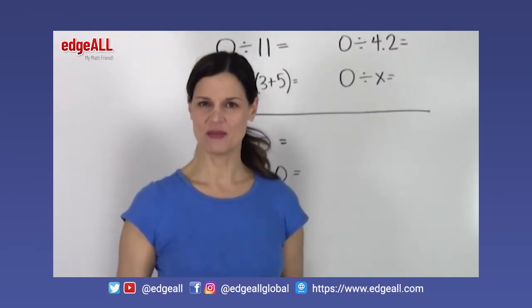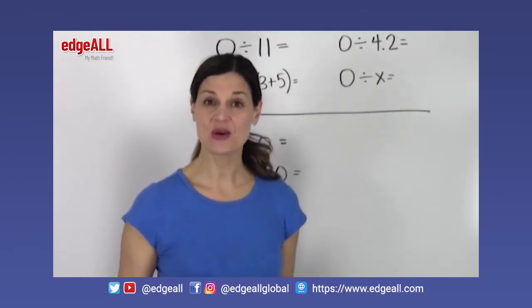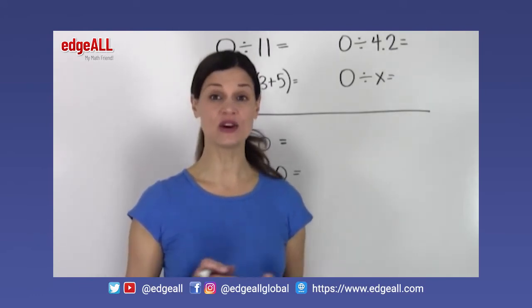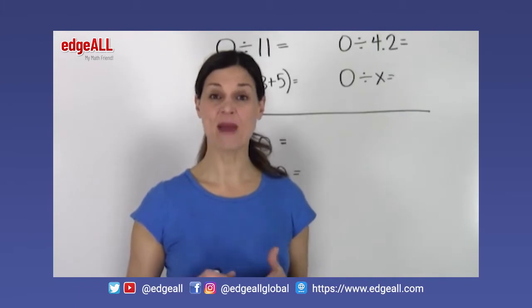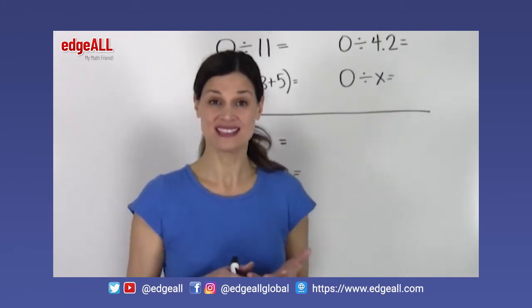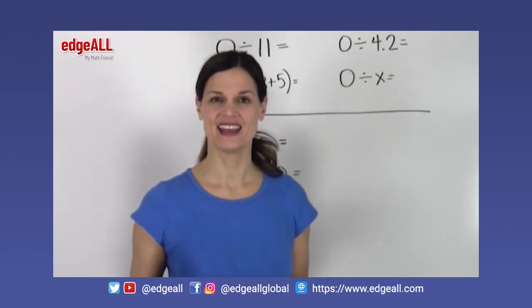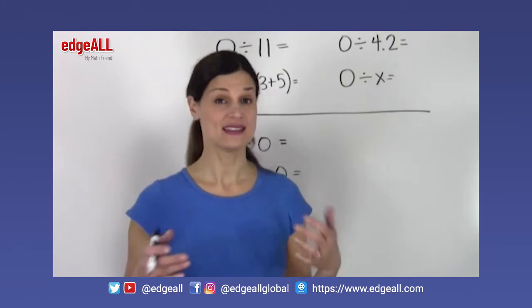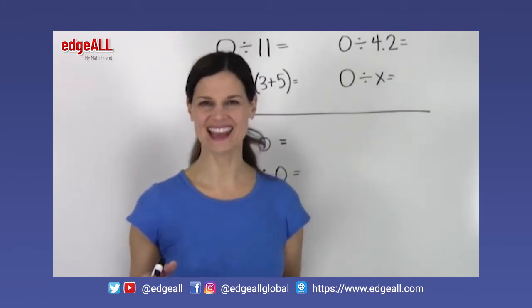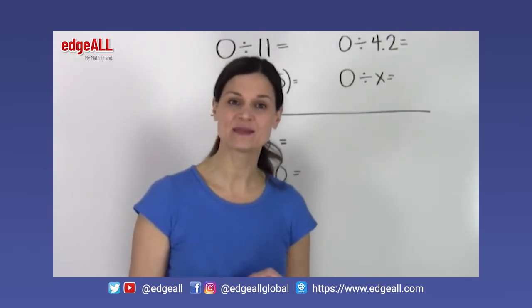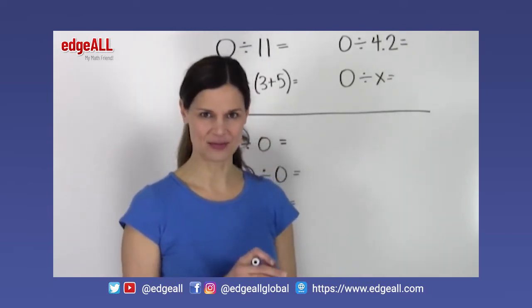0 divided by any number equals 0. Think about it. If you have 0 apples, it doesn't matter how many baskets you have. Each basket will have 0 apples in it. If you have 0 blocks, then you will be able to make 0 towers of any height. This is true with any number, any expression, and any variable.